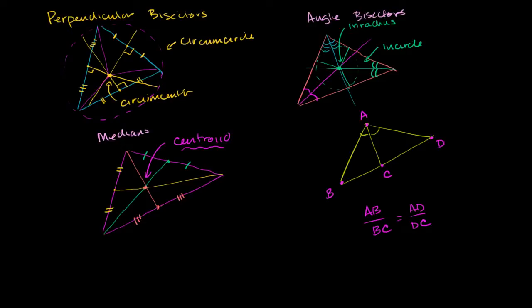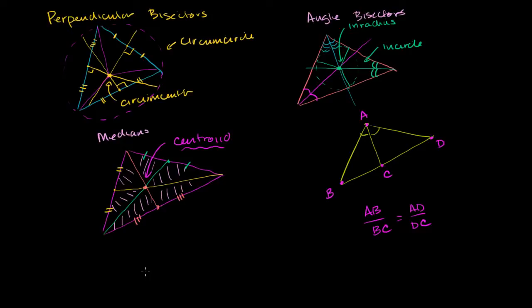But the neat thing about this is it also divides this triangle into 6 triangles of equal area. So this triangle has the same area as that triangle. We proved this several videos ago. Each of these 6 triangles all have the same area.